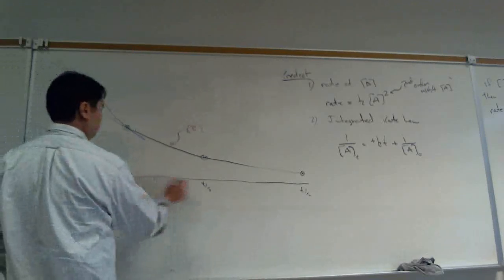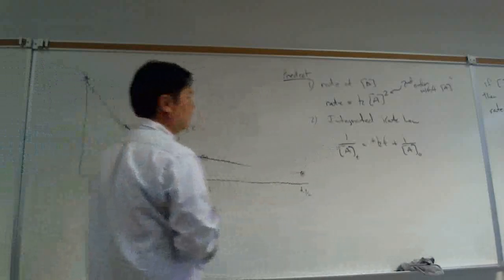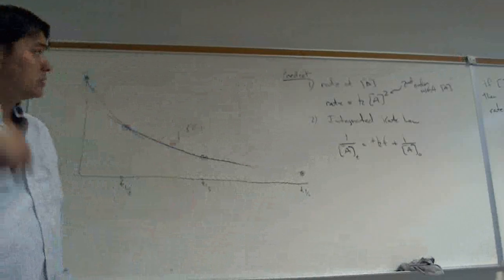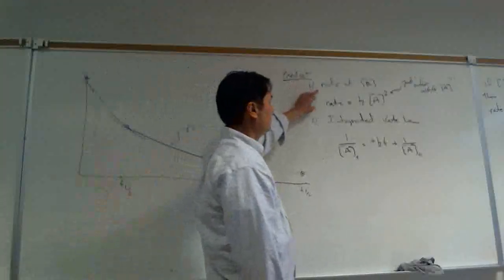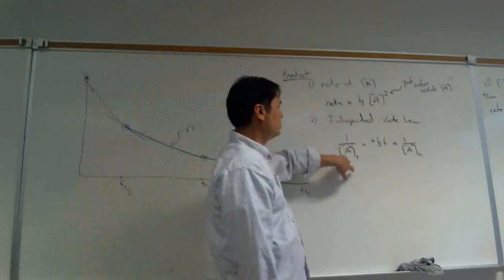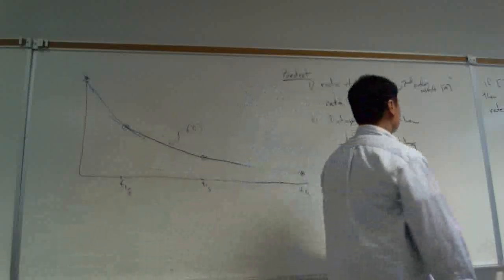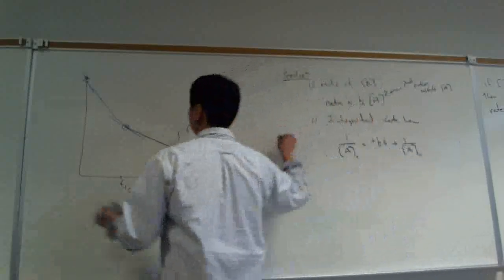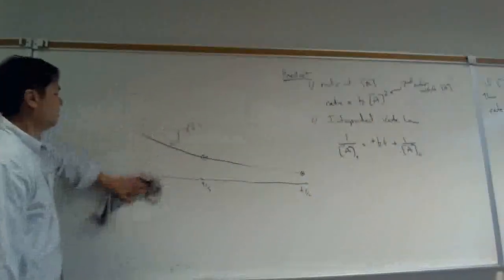So now we can make predictions. With the rate law, we can predict again the rate at any concentration. With the integrated rate law, we can predict the concentration at any time or the time required to reach a certain concentration. And so these are the equations we need to solve the kinetics of this.